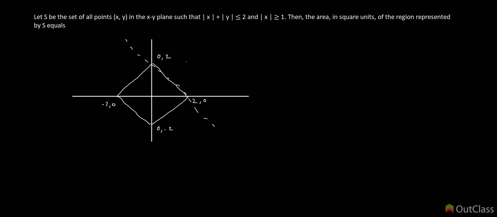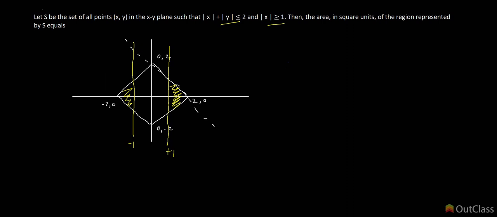That's your mod of x plus mod of y is equal to 2, and less than or equal to basically means every point inside as well, but let's just keep it like that. Now we also have mod x greater than or equal to 1, which means x is greater than 1 or x is less than minus 1. So our area that satisfies both of these conditions is this triangle here and this triangle here.